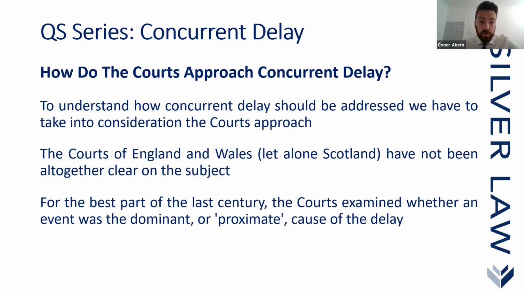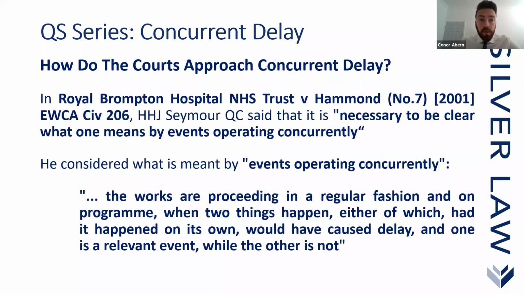For the best part of the last century, the courts examined whether an event was a dominant or proximate cause of delay, and we'll see which one of those tests applies today. So, how did the courts approach concurrent delay? In Royal Brompton Hospital versus Hammond, it was said that it's necessary to be clear what one means by events operating concurrently. So you can still see the courts actually having to deal with what the meaning of concurrent means.